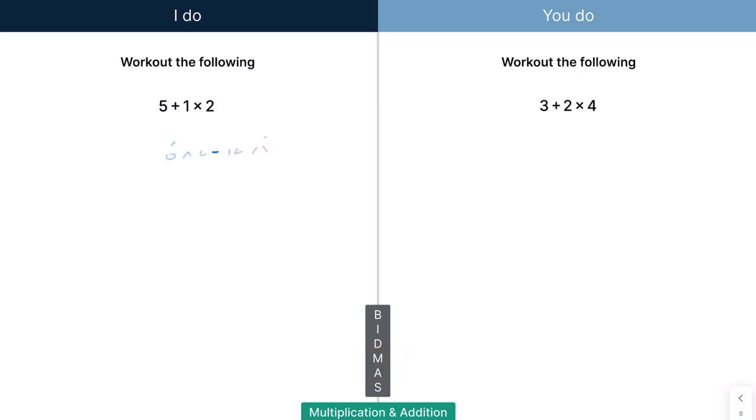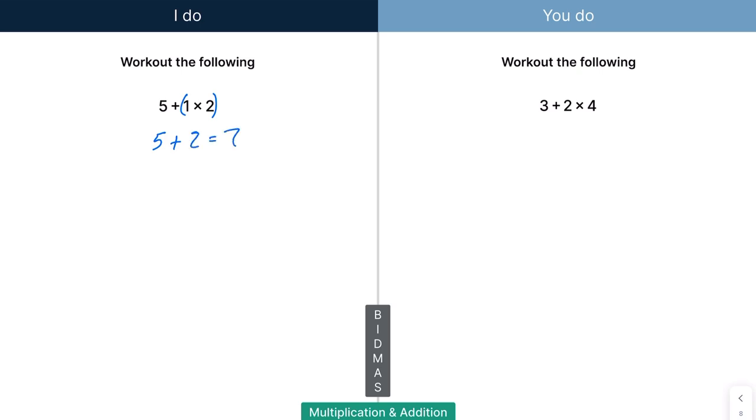So if I rub off the wrong answer, I can put brackets around what I need to do first to make my life easier. According to BIDMAS, I need to multiply before I can add. So if I now rewrite this question, that becomes 5 plus 1 times 2, which is 2, which is 7.